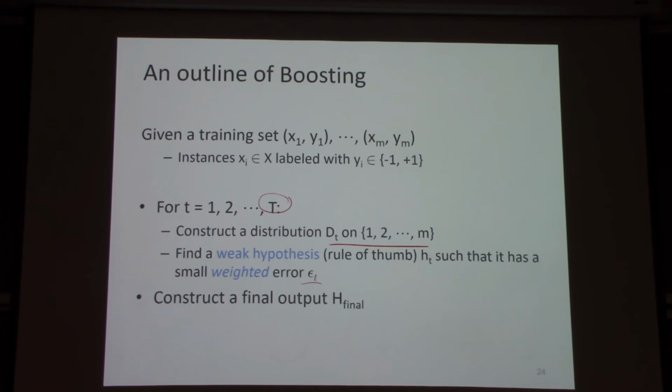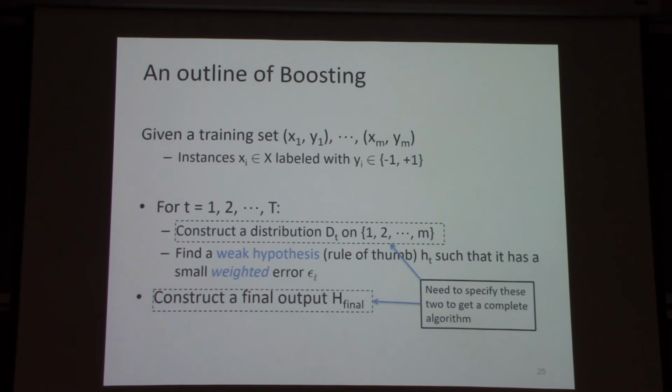So the important thing to know is that the only two things I need to specify here are how you specify the distribution and how you construct the final output. Because the middle step, constructing the weak classifier, is outsourced to whatever rule of thumb you use. If you use decision trees, this middle step would be to find a decision tree that has a low error on the weighted examples. If you're using a 20-layer neural network, you leave it to the 20-layer neural network algorithm to find a low weighted error. You don't care.